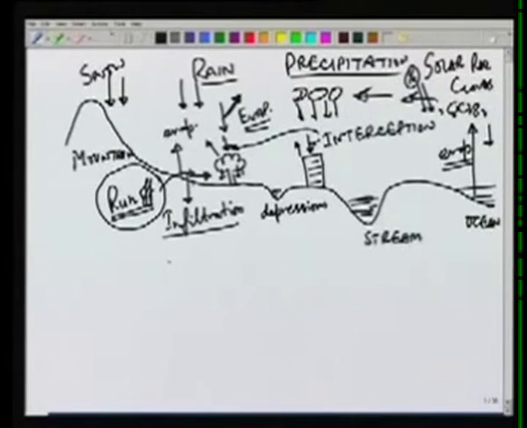Now the part which goes into the ground as infiltration, some part of it may be retained near the soil surface and is called the soil moisture. Part of this moisture will be taken up by the plants through their roots, and then it will be transpired back to the atmosphere. So we call it transpiration.